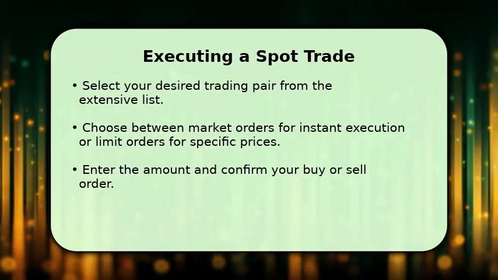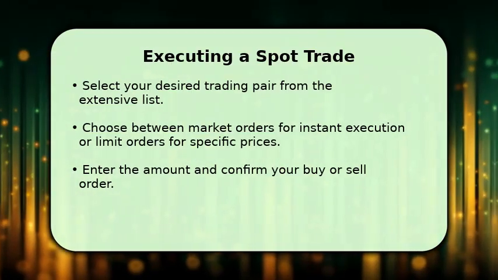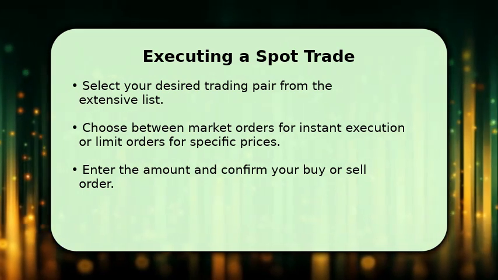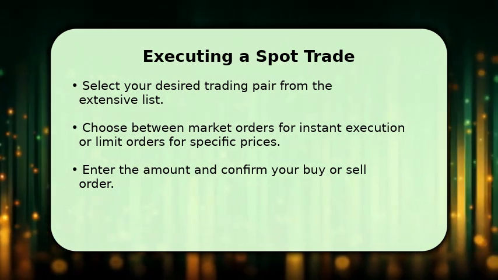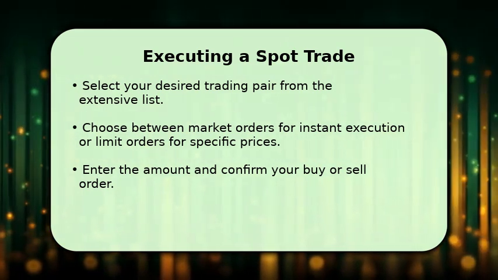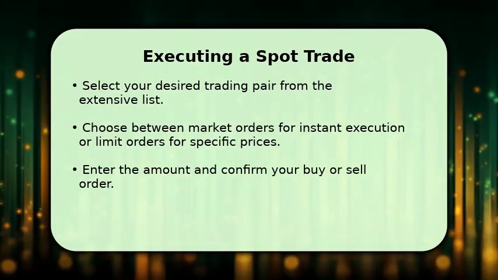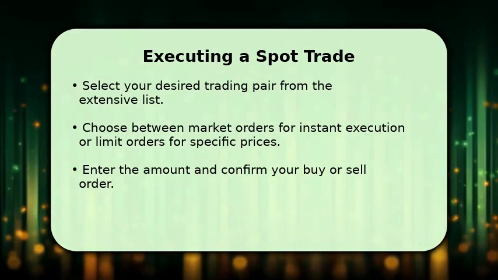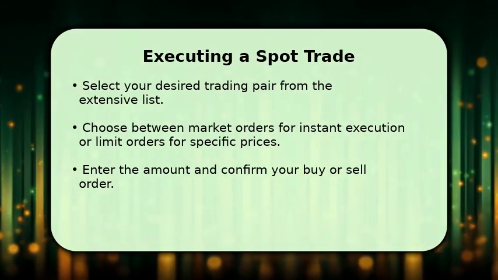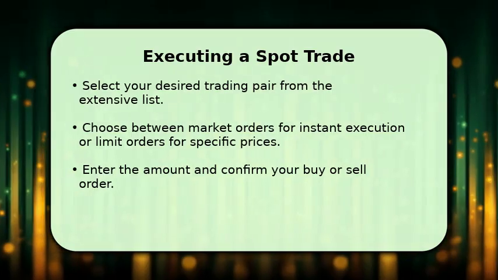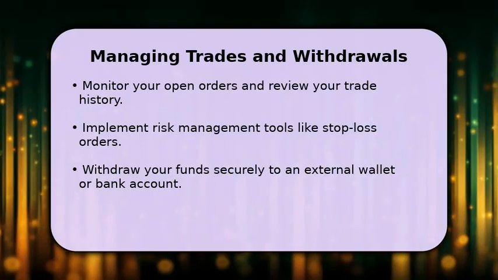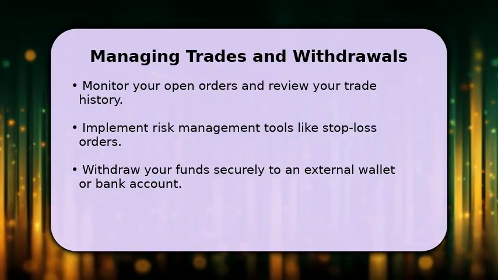Go to the spot section and select your desired trading pair, for example, BTC versus USD. You can choose a market order to buy or sell immediately at the best available price, or a limit order to set a specific price you wish to trade at. Enter the amount you want to buy or sell, review the details, and then click Buy or Sell to execute your order.